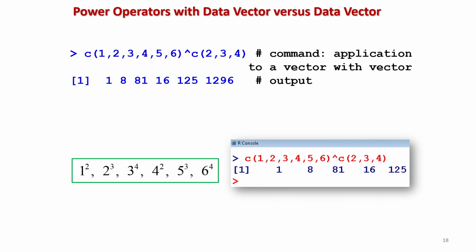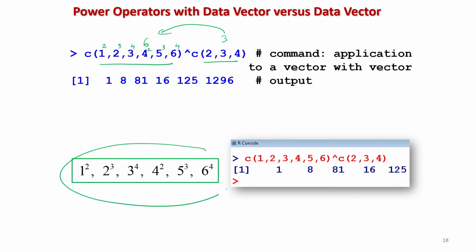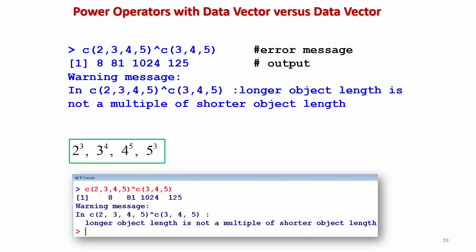And in case you try to take data vectors of longer length, say 6 and 3, there is no issue because 3 is an exact multiple of 6. So, it will give you 1 squared, 2 cubed, 3 to the power 4, then again 4 squared, 5 cubed, and 6 to the power 4, and the outcome will be like this, right. So, you can see that it is a straightforward calculation.